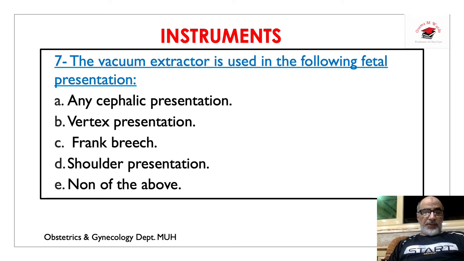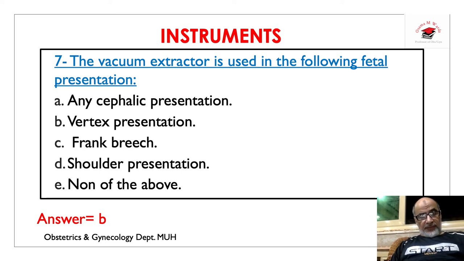The vacuum extractor is used in the following fetal presentations. Any cephalic presentation, wrong. It cannot be used in face presentation. Cannot be used in brow presentation. Vertex presentation, okay, it is used in vertex presentation. Frank breech, not used for frank breech. Shoulder, not. None of the above, no. The correct answer is B. It is used in vertex presentation, when the head is fully flexed, or with partial deflexion in occipito-posterior position.